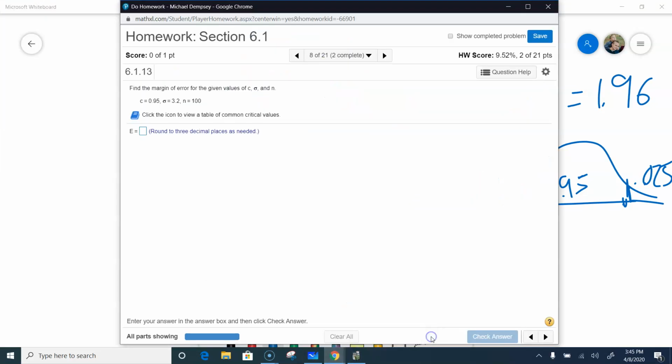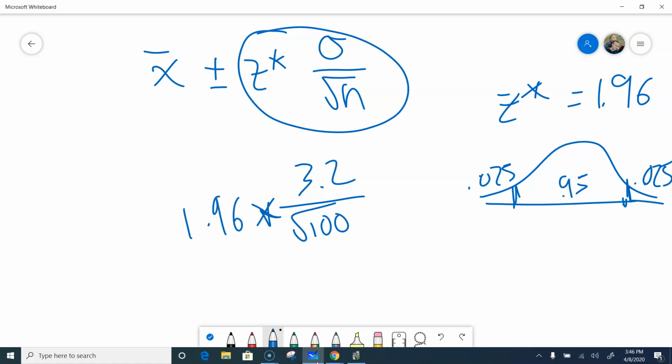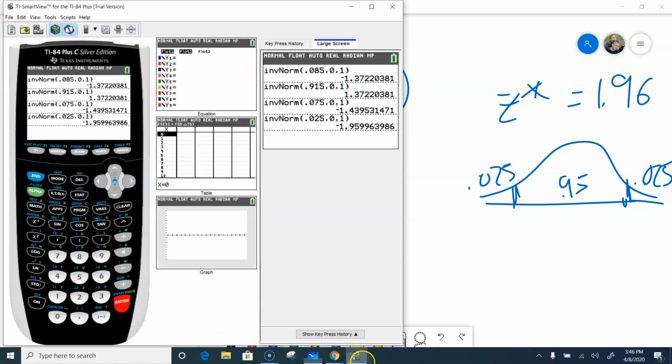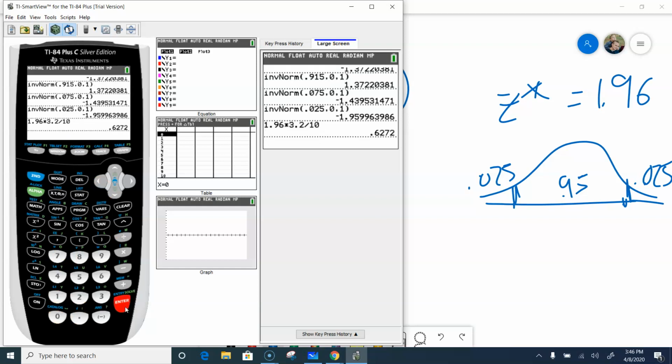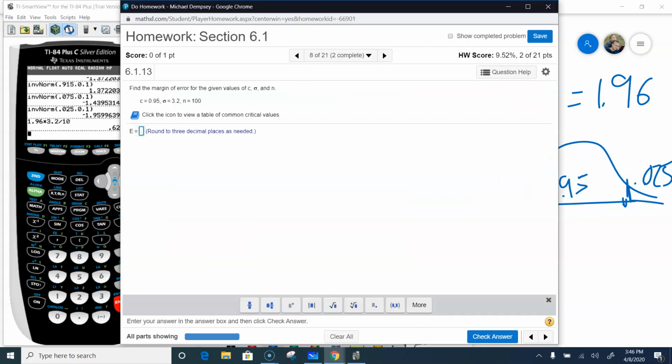They give me the standard deviation is 3.2 and sample size is 100. And we're going to multiply that by 1.96. So it really just becomes an arithmetic exercise at this point. So I have 1.96 times 3.2 and divide by square root of 100, which is just 10. So we can move through that a little bit more quickly. So 0.6272. So to 3 decimal places, 0.627.